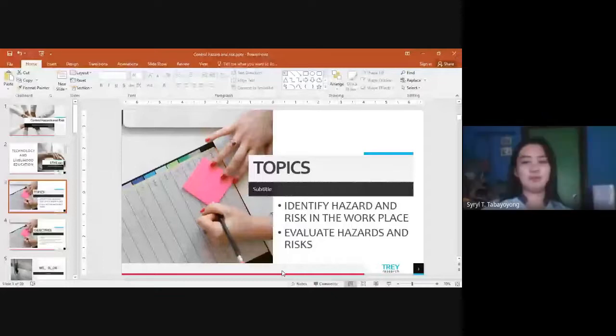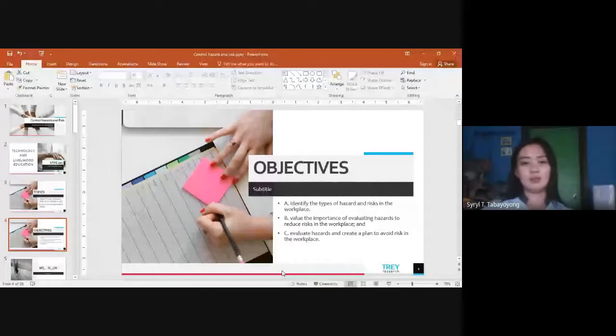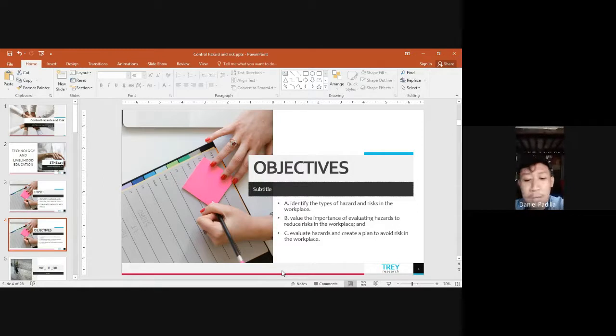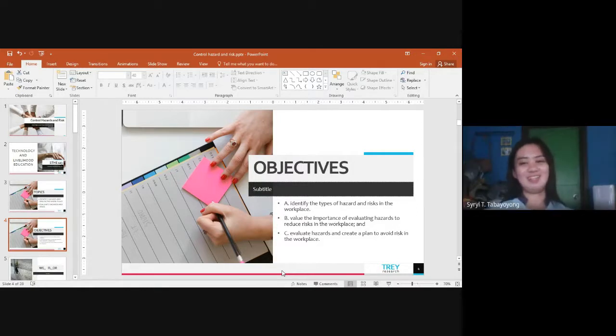So our topic for today is to identify hazard and risk in the workplace. Number 2 is evaluate hazard and risk. These are today's learning objectives. First, the student will be able to identify the types of hazard and risk in the workplace. Second is to value the importance of evaluating hazard to reduce risk in the workplace. And lastly, for the third objective, the student will be able to evaluate hazards and create a plan to avoid risk in the workplace.